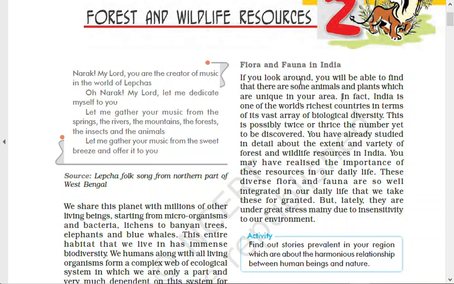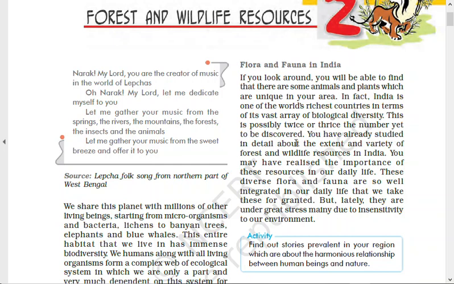In fact, India is one of the world's richest countries in terms of its vast area of biological diversity. This is possibly twice or thrice the number yet to be discovered. Just try to understand this: we have only 30% of land with us, 70% is underwater. And we have not yet discovered all the species of this 30% of the planet. Forget about the 70% which is underwater, which is highly inaccessible. So we don't know what kinds and what number of different species we have not discovered yet. And of course they also play their role in nature.